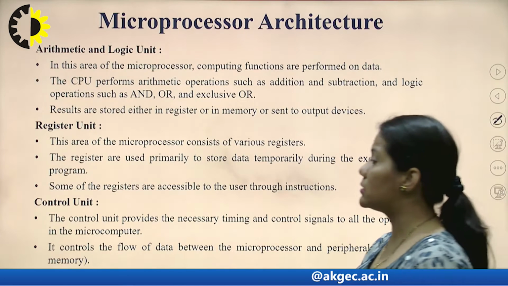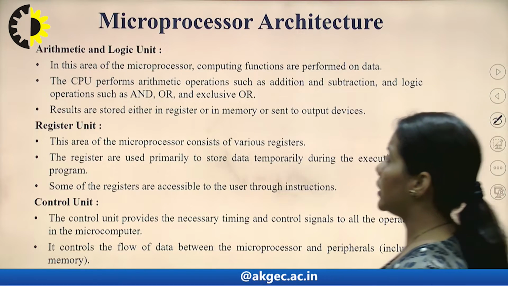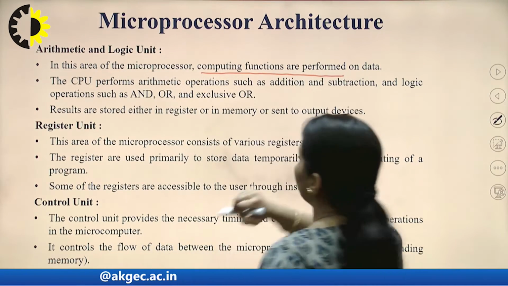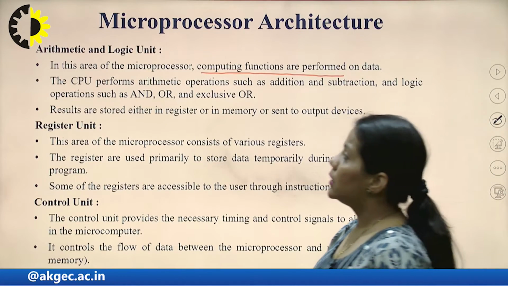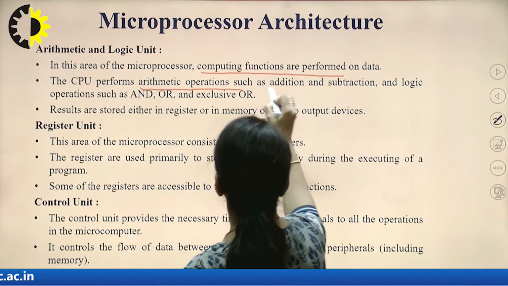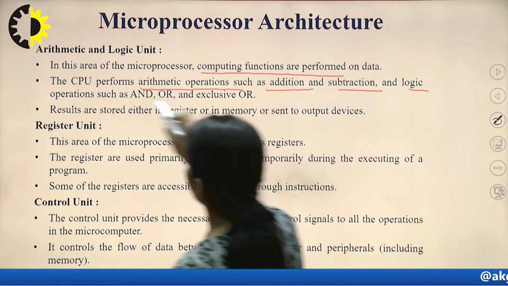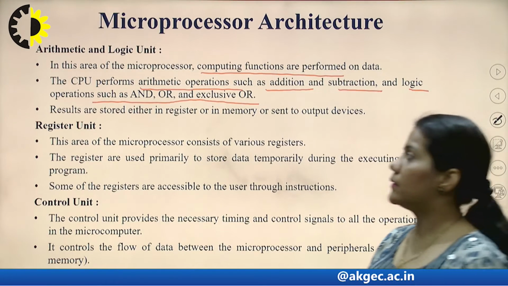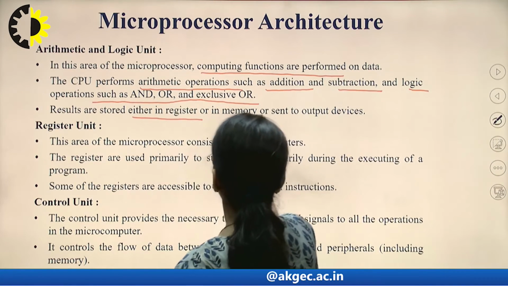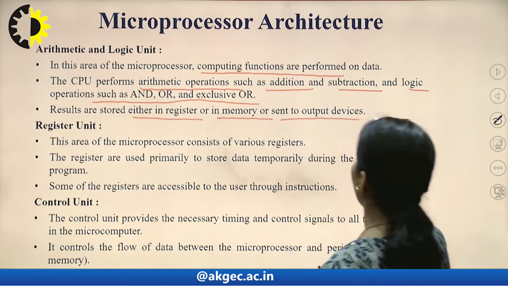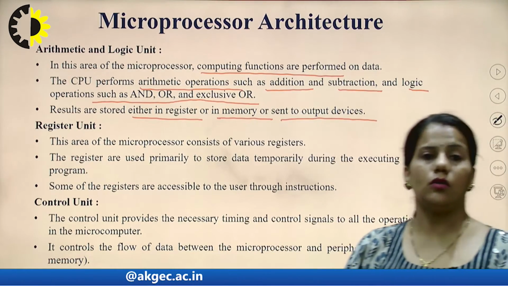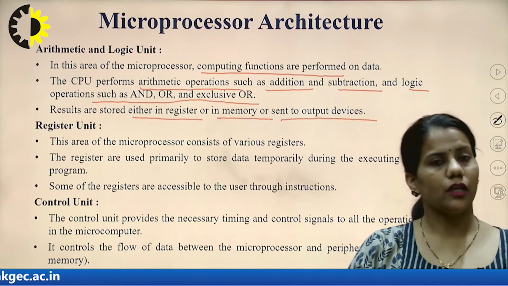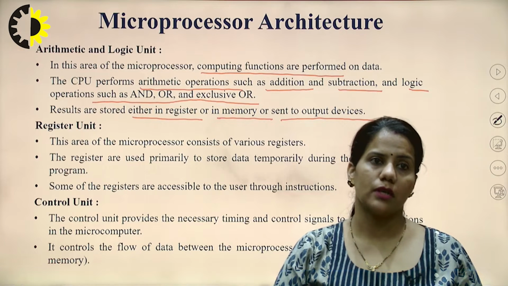Let's understand these units one by one. When we talk about the arithmetic and logic unit, in this area of the microprocessor, computing functions are performed on the data. The CPU performs arithmetic operations such as addition and subtraction and logic operations such as AND, OR and exclusive OR. Results are stored either in the register or in the memory or sent to the output devices. So, there are three options where the outputs can be obtained. That is, it can be stored in the register, it can be stored in the memory or it can be sent to the output device.